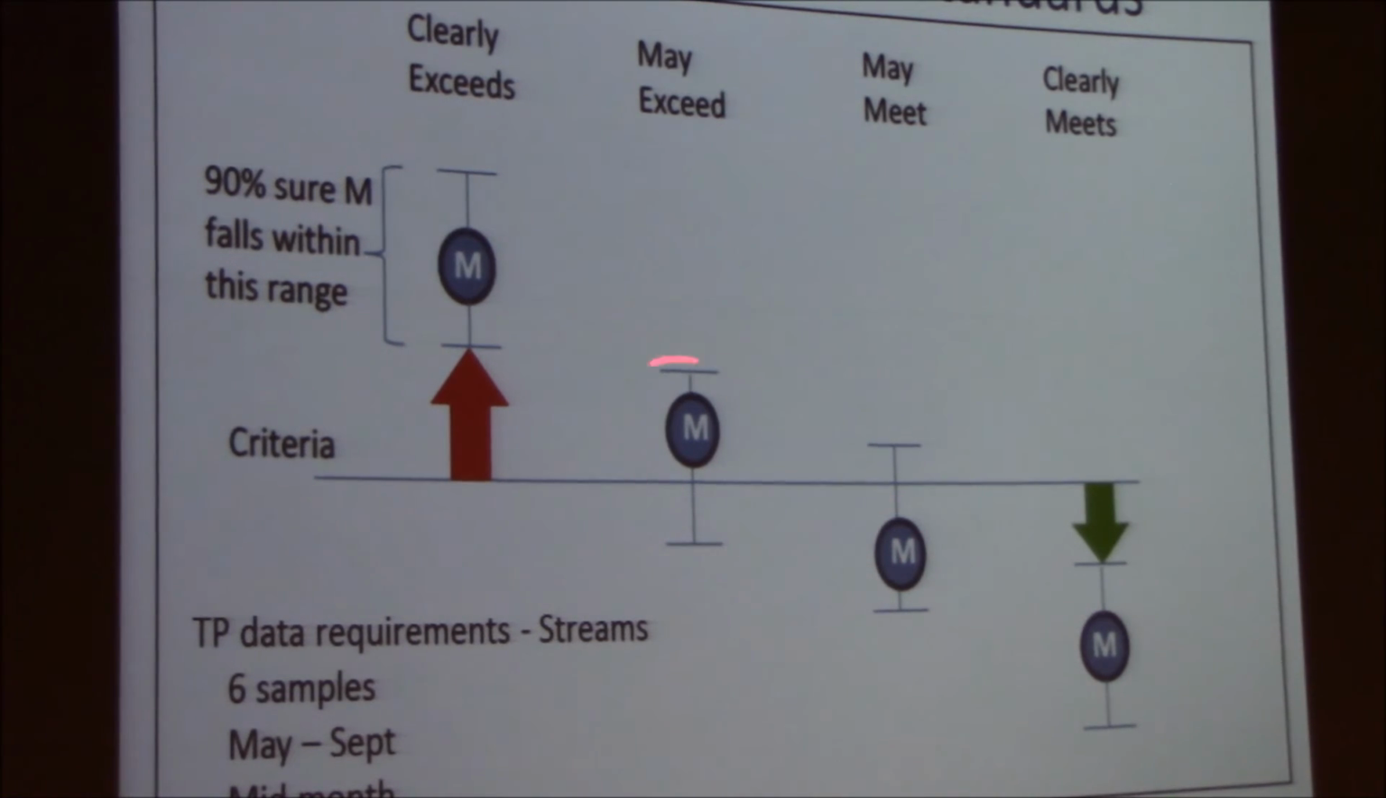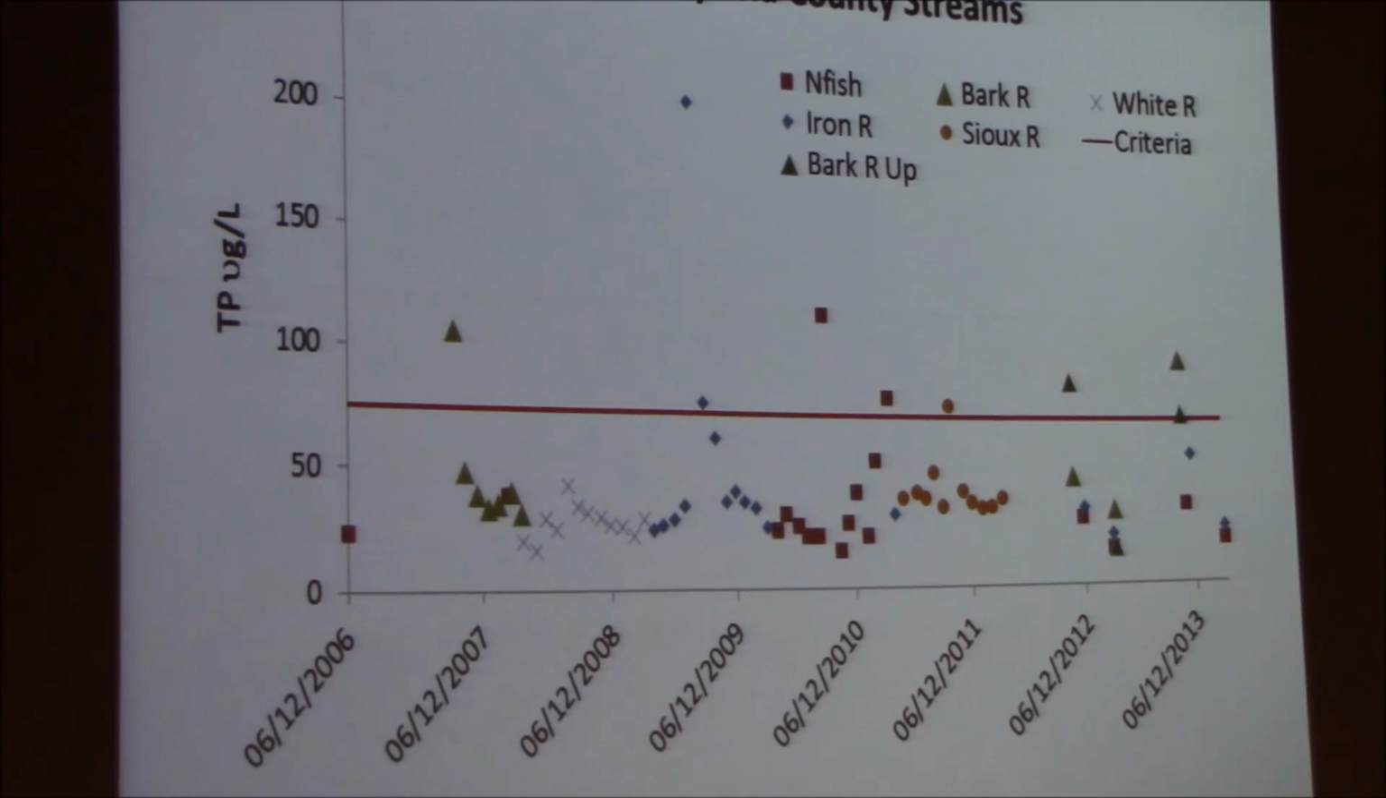These are the sites where we want more data, right? Here we have enough information to make a listing determination. Here we do. Here we need more data. So if we go back and take a look at these, most of these readings are well below the criteria. A couple of high samples, we would expect that with high flow events.